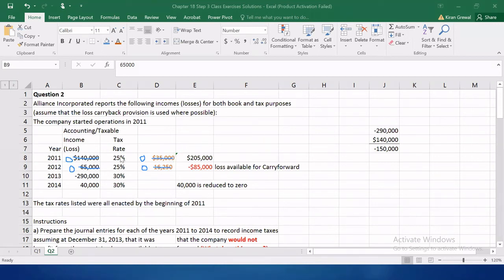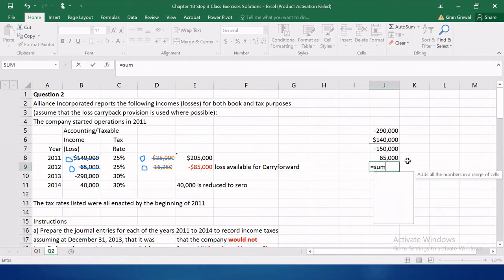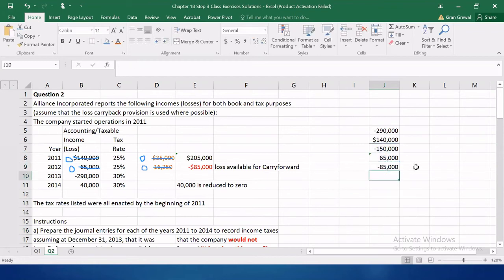All right, so we got rid of 140, we got rid of 65. Okay, so let's see how much of a loss do we have left over that we can carry forward. Let's see that. Yes, we have $85,000 of a loss that we can carry forward.